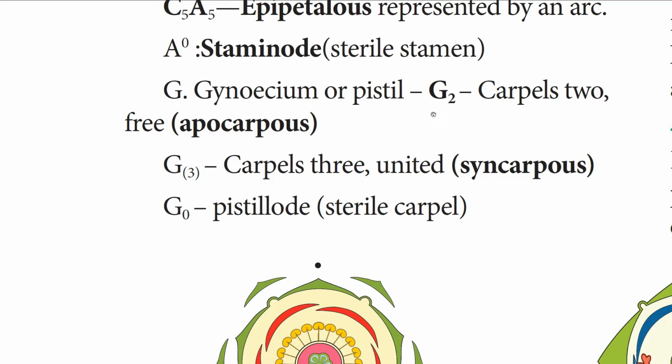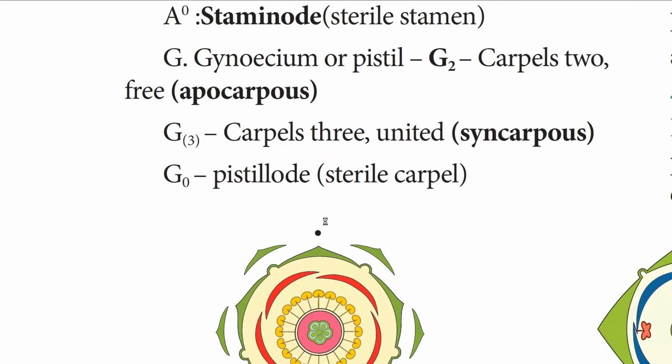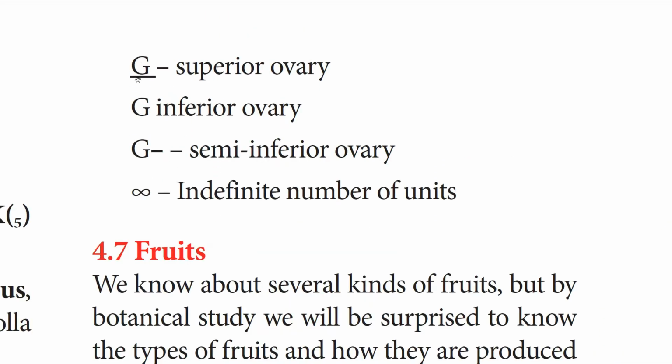If the gynoecium or the pistil has 2 carpels and they are free, apocarpous, no bracket. If they are syncarpous, we have to write within the bracket. And if the ovary is superior, we have to draw a line below the G, superior ovary. For an inferior ovary, we do not underline this G. If it is a semi-inferior ovary, then we have to write a hyphen beside this G like this, then it is a semi-inferior ovary.